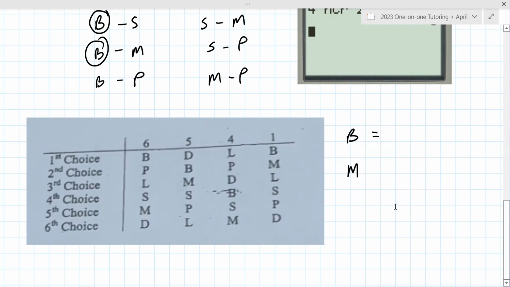All right, now we're going to do B versus P. B is higher in the first one. In the second one, B is higher. The third one, P is higher, so that's 4. In the fourth one, B is higher, so B wins.